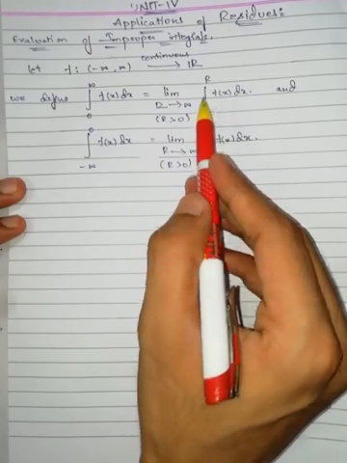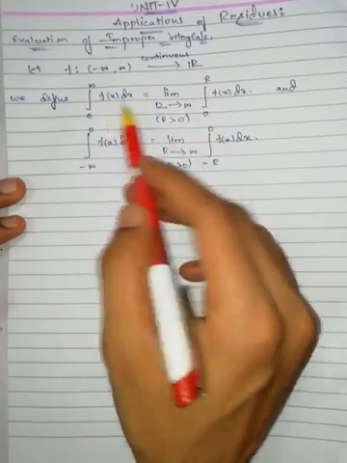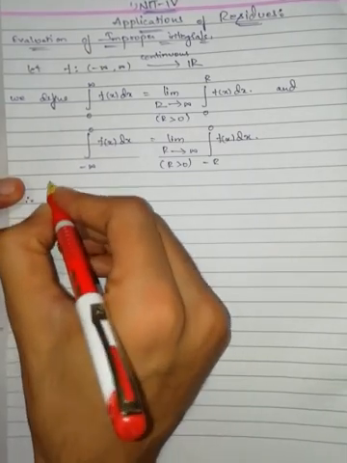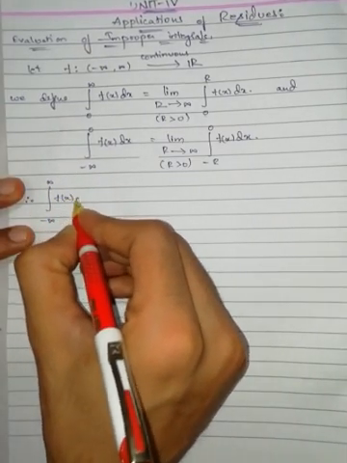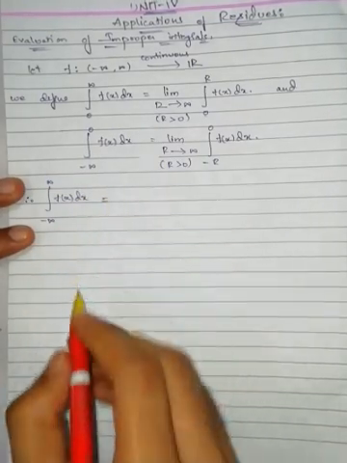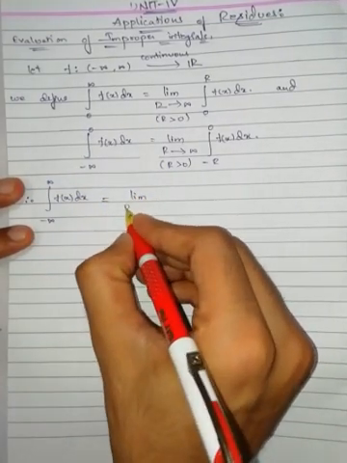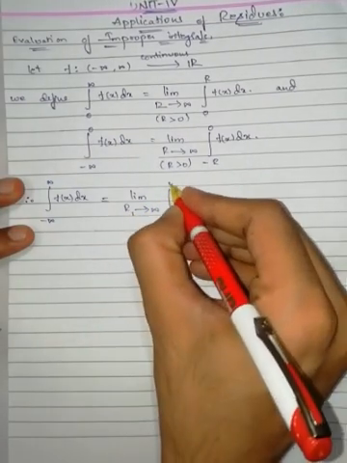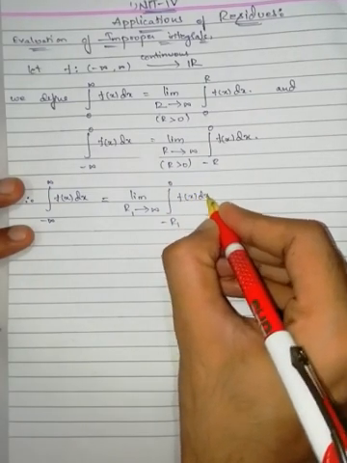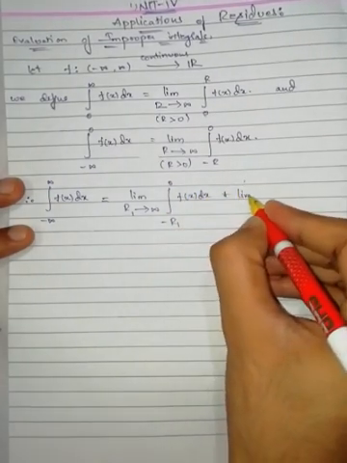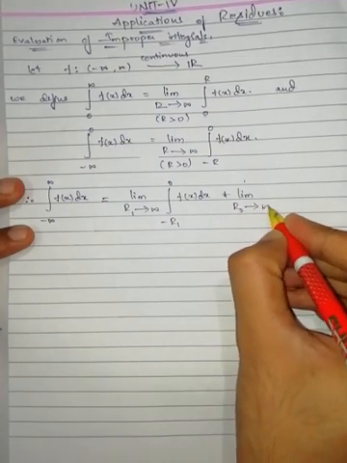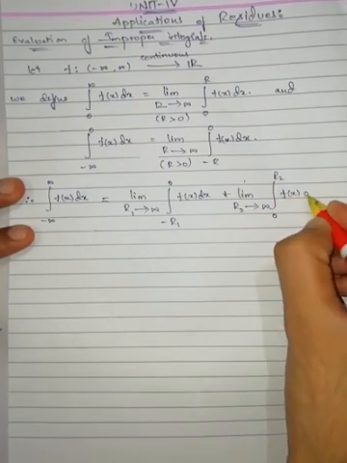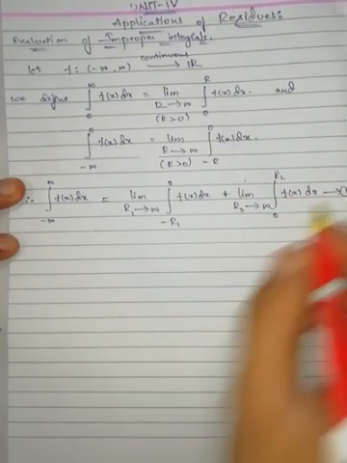As r tends to infinity, this one becomes integration 0 to infinity, again we'll get the same thing. Therefore, integration minus infinity to infinity f of x dx is equal to limit r1 tends to infinity, integration minus r1 to 0 f of x dx plus limit r2 tends to infinity, integration 0 to r2 f of x dx. Equation number 1.